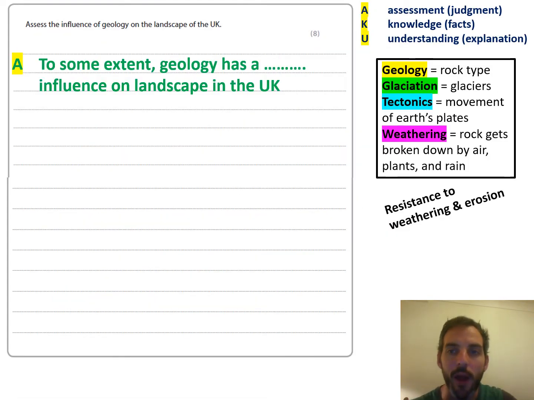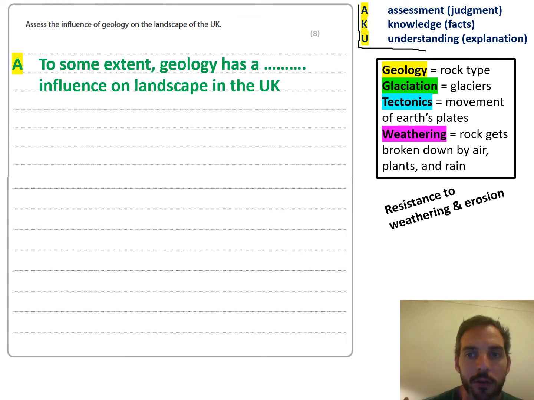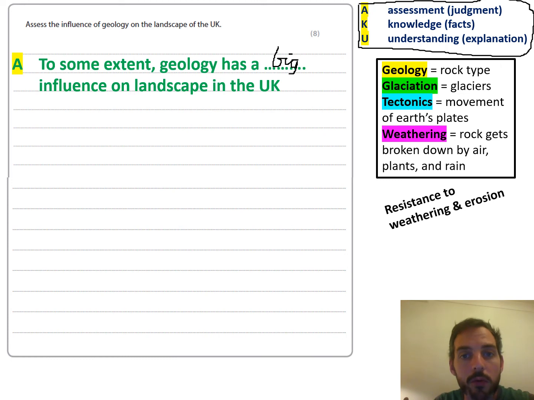Okay, so this is our page with which we're hopefully going to do a really good piece of writing. If we remember that the AKU paragraphs are as follows, if you look at the top right, A is assessment. You start by saying to some extent, to a lesser extent, to a large extent. You don't even have to use that language. You can say on the one hand, but you have to make some kind of measurement for the first bit. So I might want to say, to some extent, geology has a big influence. An influence can be big, an influence can be small. Geology has a big influence on landscape in the UK.